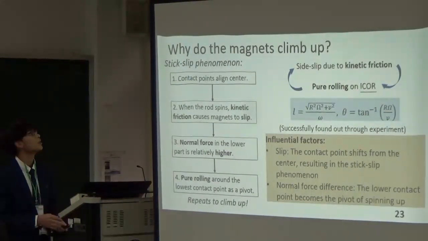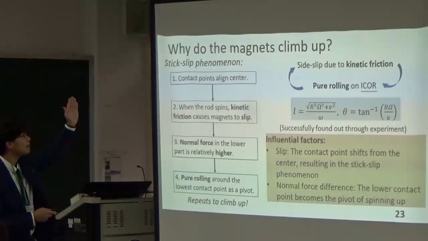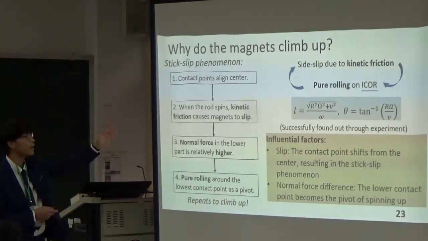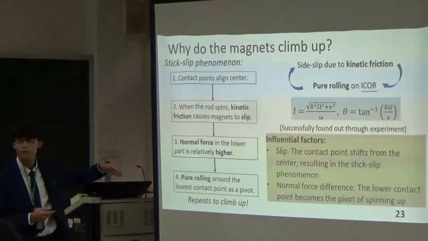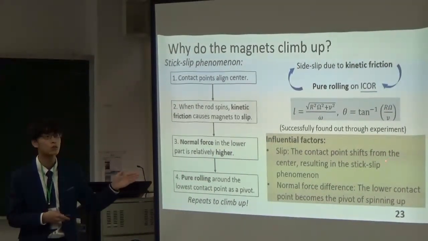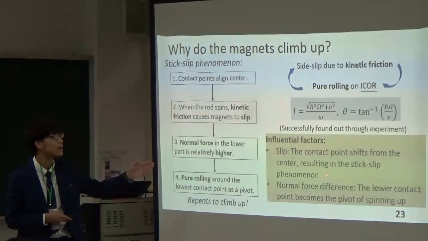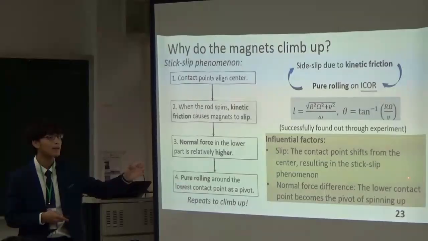This is our conclusion. Our first question is, why do the magnets climb up? First, we define the Stickson phenomenon into 4 phases, as we previously mentioned. And there are some influencing factors as well. We had the verifications for when the magnets will not climb up. When there's no normal force difference, the magnets will not climb up.